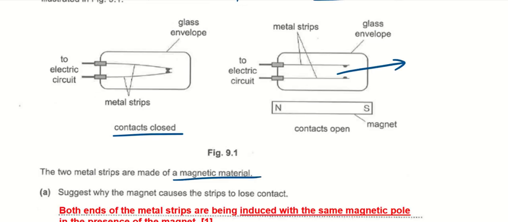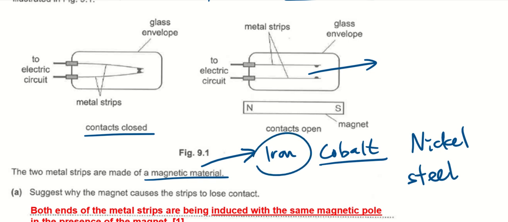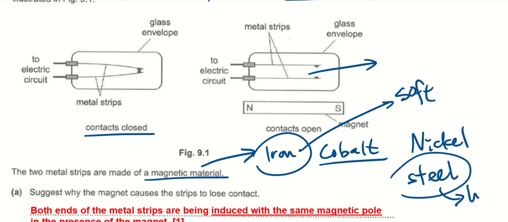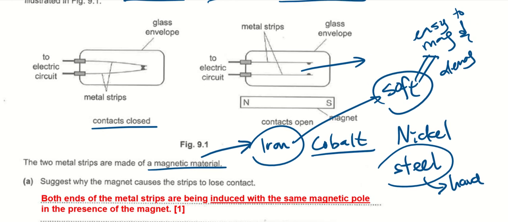So the two metal strips are made of a magnetic material. So what are the magnetic materials in our syllabus? We have iron, cobalt. Okay, so cobalt is not to be confused with copper, nickel, and steel. Okay, so these are the magnetic materials. But when we are talking about soft and hard magnetic material, iron is a soft magnetic material, steel is a hard magnetic material. Soft meaning easy to magnetize and easy to demagnetize. For hard magnetic material, it's hard to magnetize and hard to demagnetize.